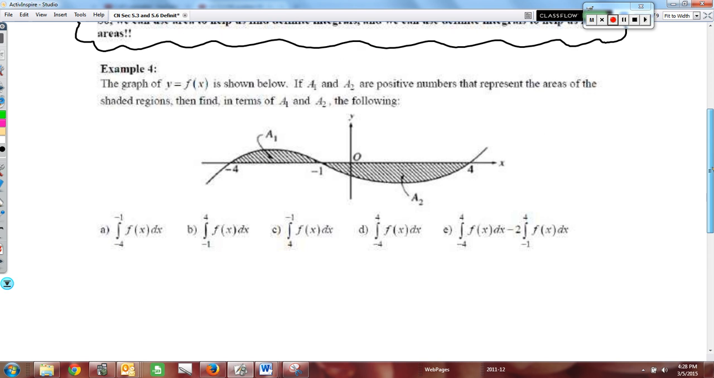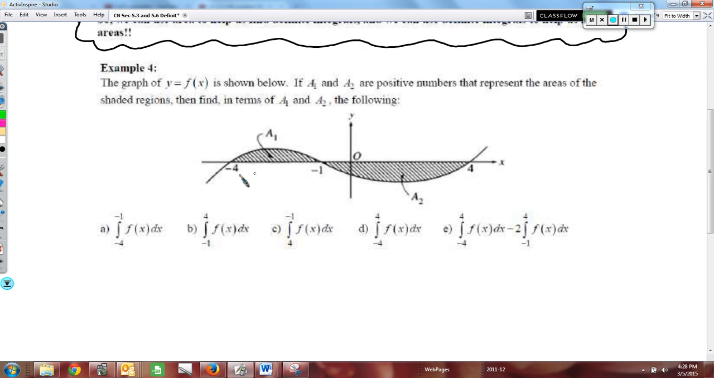So here's an example. I'm giving you this function f of x shown below. Shaded here are two regions, and I have designated the area of those regions with the positive numbers a1 and a2. So those are areas. a1 is positive, a2 is positive. And so I want to talk about finding these definite integrals. Now, when I want to find the definite integral from -4 to -1, notice that my function is positive on this section. So when I calculate this definite integral, it will exactly be the same as the area of that section, so it will be a1.